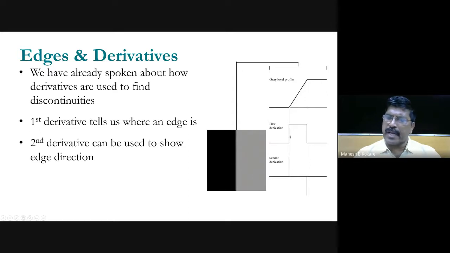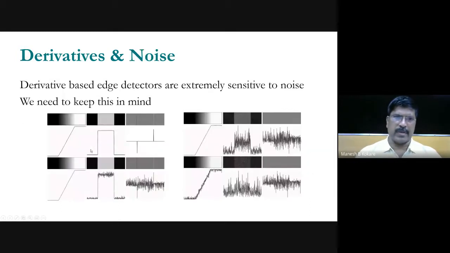Now if you take the second derivative, or the derivative of this first derivative, you get a positive peak here and also a negative peak here. From that you can detect the edge direction. Basically, the first derivative tells us where there is an edge. So here there is an edge as well as here. But the second derivative will tell you the direction of the edge. So these are the uses of the first derivative and second derivative.